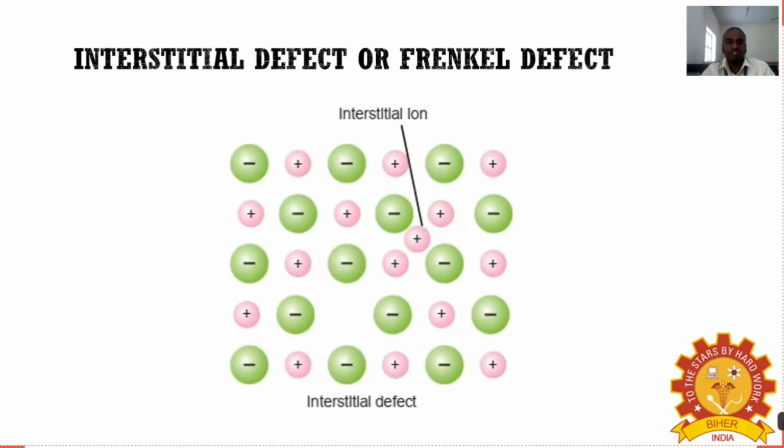Next one is interstitial defect or Frenkel defect, which means a small positive ion is placed in an interstitial site of the crystal. Actually, this positive ion should be present in this hole, but the positive ion moved and was placed in the interstitial area of the crystal. This type of crystal defect is called interstitial defect or Frenkel defect.